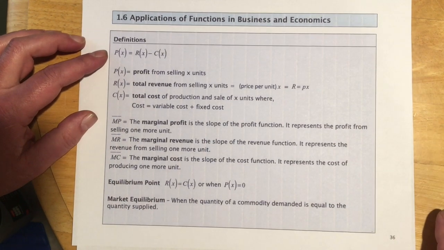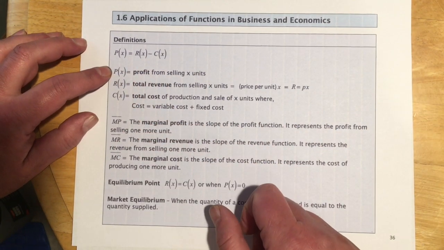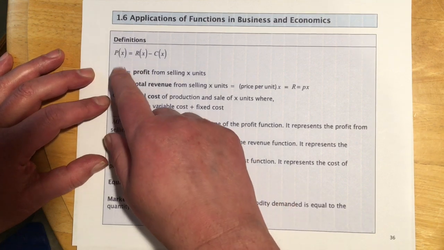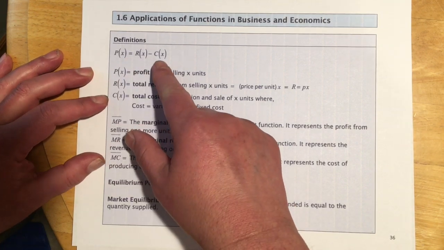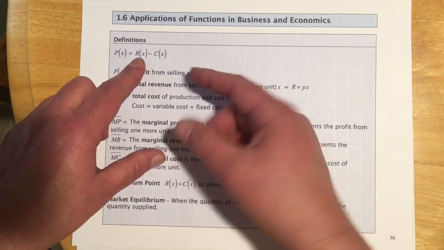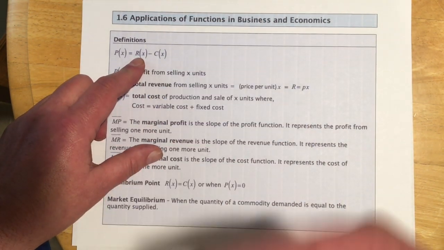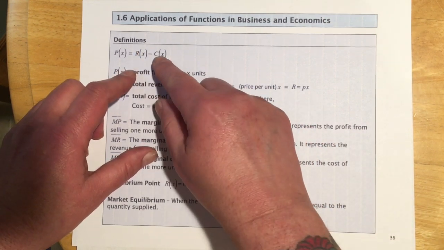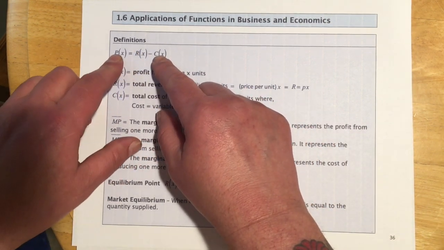So in terms of definitions, we have profit P of X, revenue R of X, and cost C of X. And profit is going to be revenue minus cost. And we're going to see this relationship a lot. So revenue, remember, is how much money we took in. Cost is how much we spent to make the stuff. And so if we do how much we took in minus how much we spent, what's left would be profit.